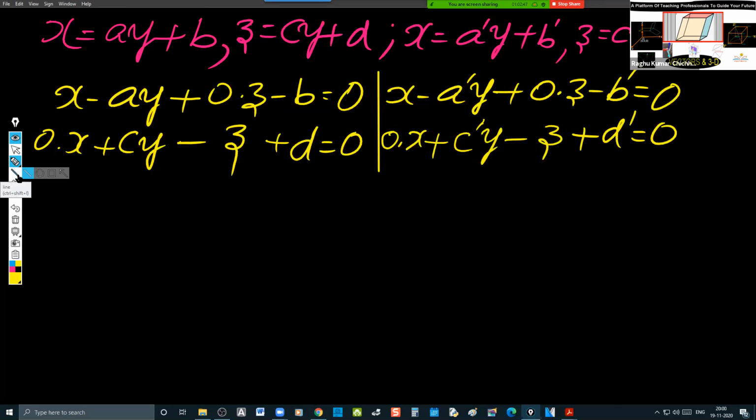Now, Kaushik, how to find the DRs of this line, please? This line is made up of these two planes. This line is made up of these two planes. First line, how to find the DRs of that line?